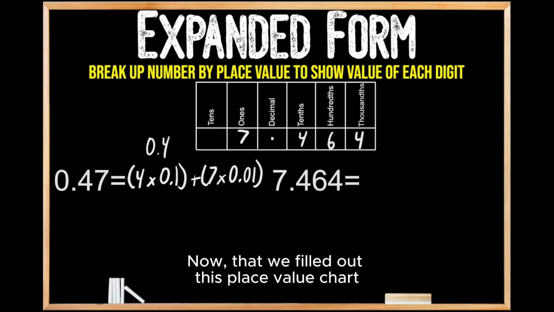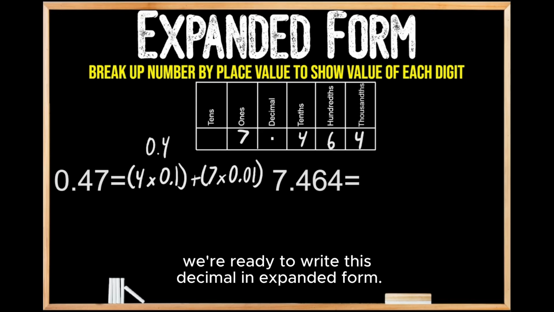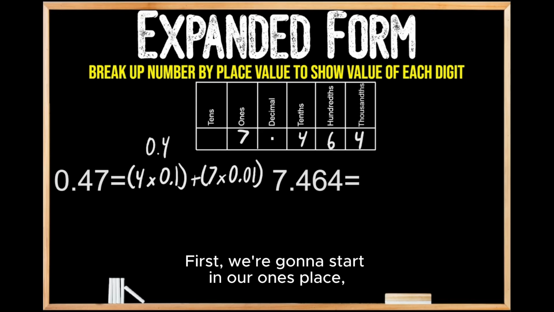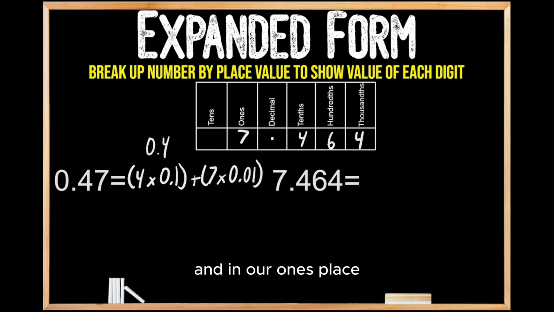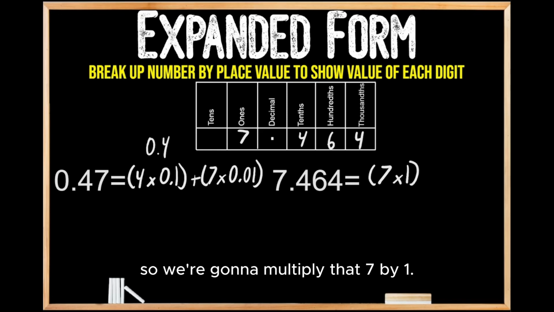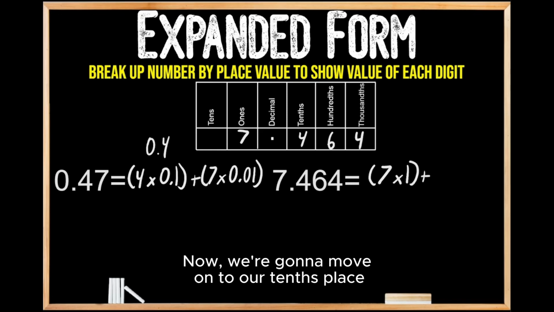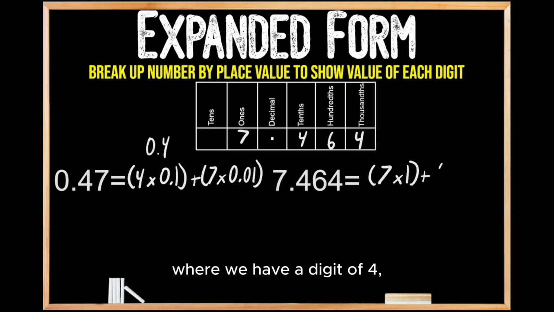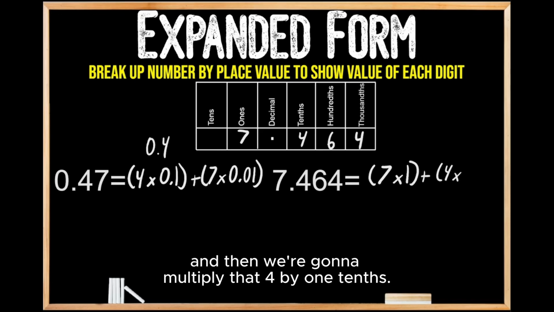Now that we've filled out this place value chart, we're ready to write this decimal in expanded form. First, we're going to start in our ones place, and in our ones place, we have a digit of 7. So we're going to multiply that 7 by the place value that it's located in, which in this case is the ones place. So we're going to multiply that 7 by 1. Now we're going to move on to our tenths place where we have a digit of 4. So in parentheses, we're going to write that 4, and then we're going to multiply that 4 by 1/10.